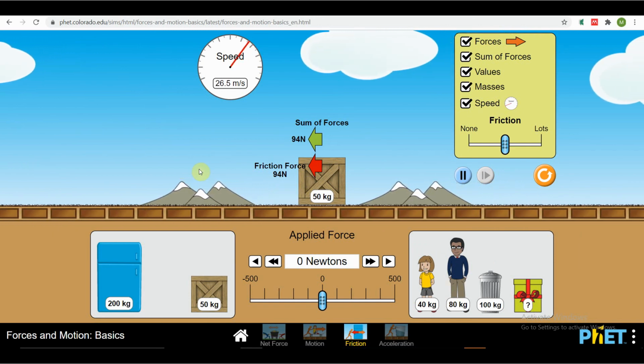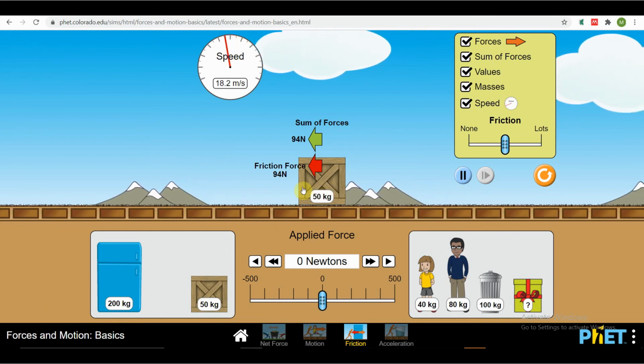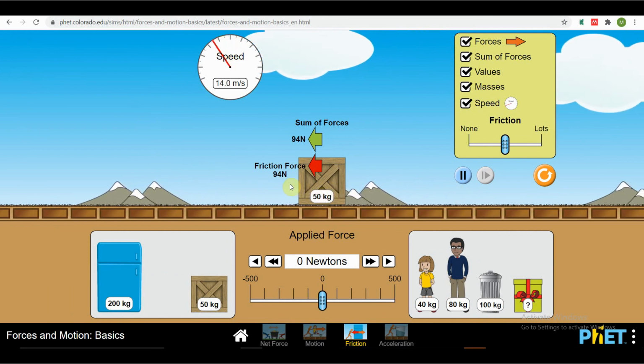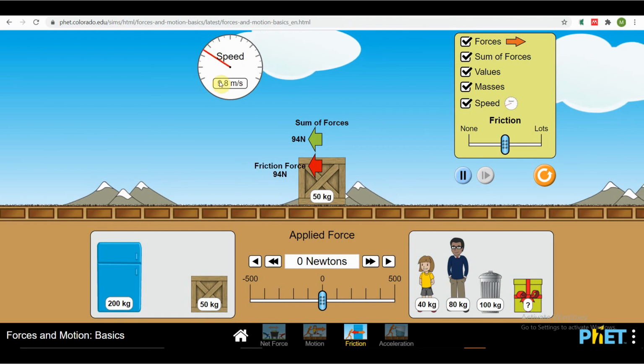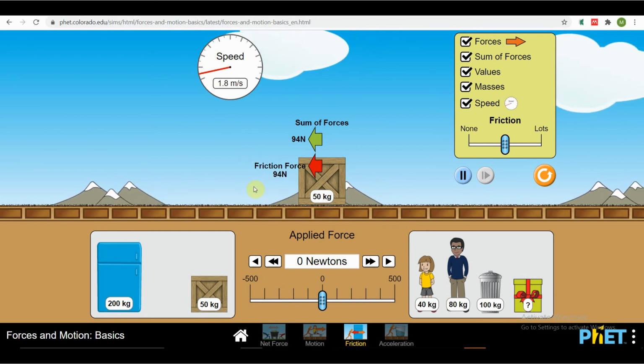There is no more pushing to keep this box moving. So the only force that remains is the frictional force, and the tendency of that force is to stop. That's why it slows down, slows down. So I'm changing the state from moving to stationary because of the force.